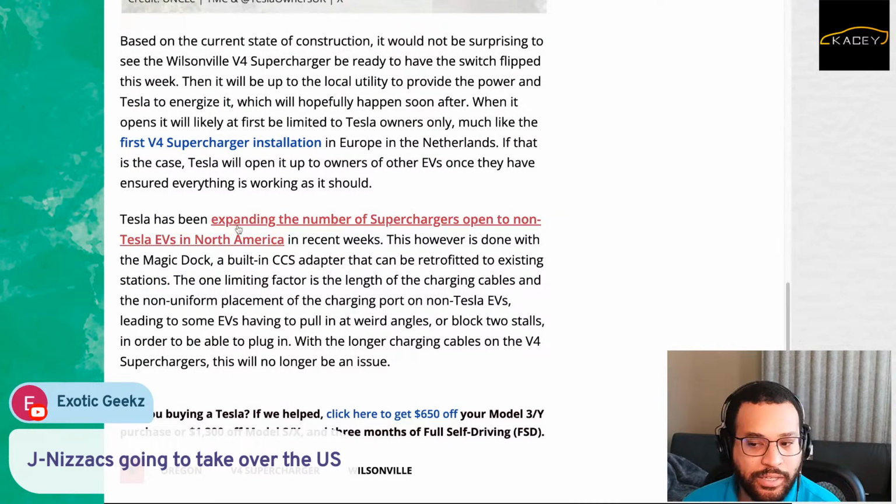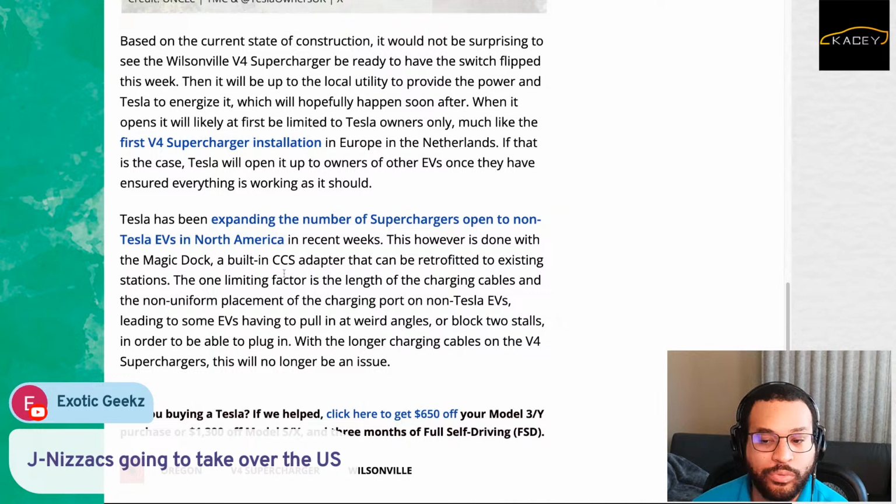Tesla's been expanding the number of superchargers open to non-Tesla EVs in recent weeks. This, however, was done with the Magic Dock. That was the other thing that they noticed in the X posts, is that the V4s over here in Oregon appear to have the Magic Docks built into all the sites. So this will be interesting to watch.